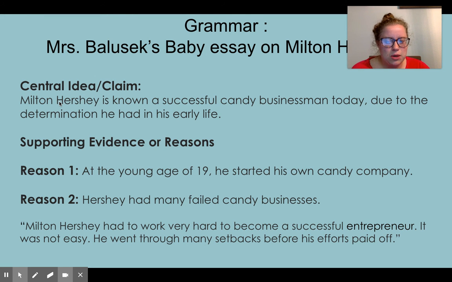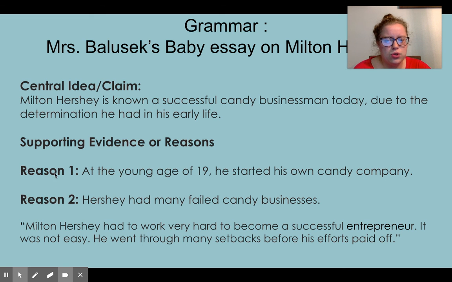So my example, you cannot use this one. This is my example. Milton Hershey is a known successful candy businessman today due to the determination he had in his early life. Okay, so I want you to think about what you think about Milton Hershey. Give me some sort of trait about Milton Hershey.